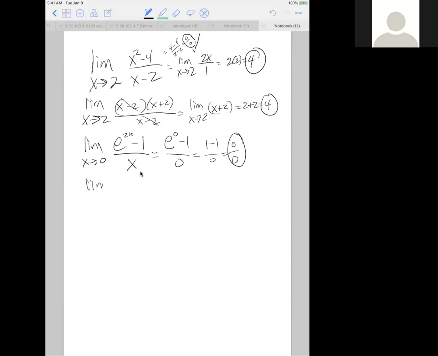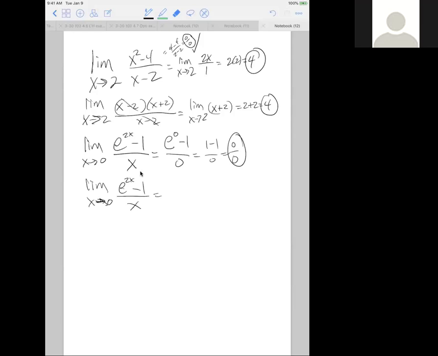So I start with the limit as x goes to 0 of e to the 2x minus 1 over x. And now to use L'Hopital's rule, I take the derivative of the top and the derivative of the bottom. So I take the derivative of the bottom, that is going to be equal to, so I need the lim. Notice that, I gotta catch that.